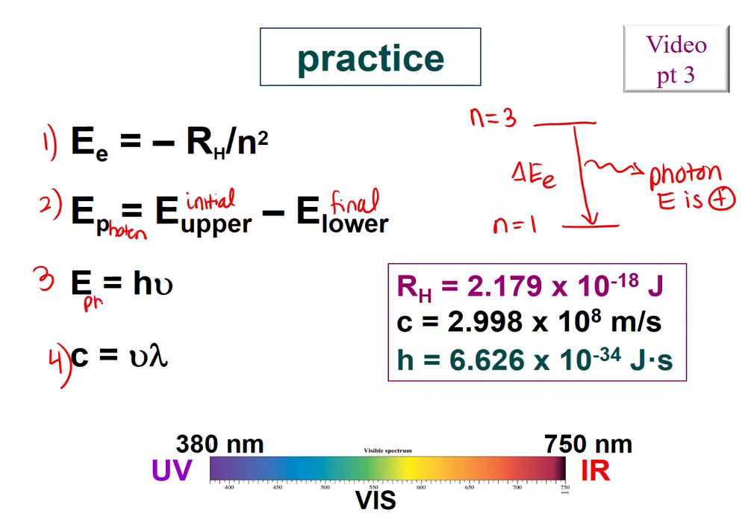This next part is for the photon as well. This equation is for light, and we will have our energy of our photon from this part, and we'll be solving for frequency here. And then once we know frequency and we know the speed of light, again a constant, we can solve for wavelength. And we'll be able to see where that falls on the spectrum.